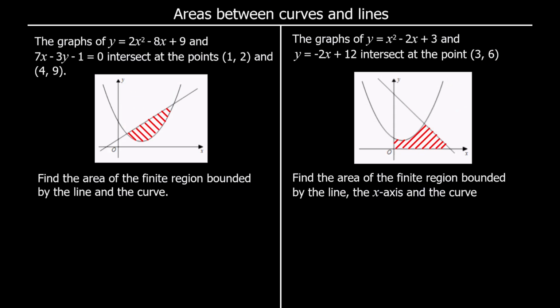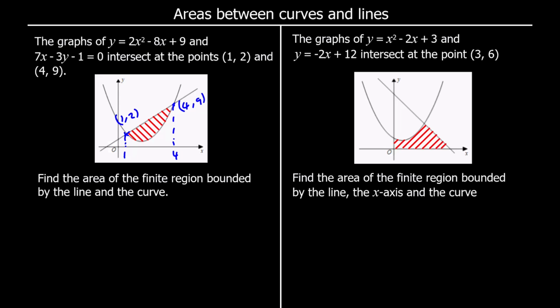Here we have another question. The graph of 2x squared minus 8x plus 9 and the line 7x minus 3y plus 1 equals 0 intersect at (1, 2) and (4, 9). So we're being told the points of intersection. They're at (1, 2) and (4, 9). So this is 4, this is 1. Find the area of the finite region bounded by the line and the curve.